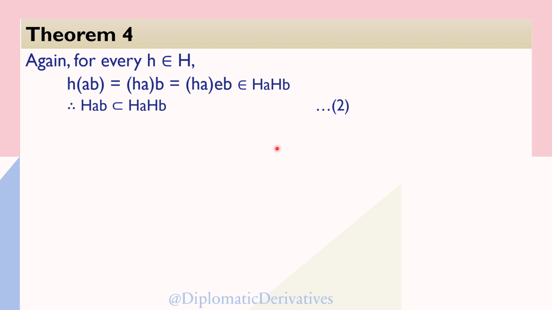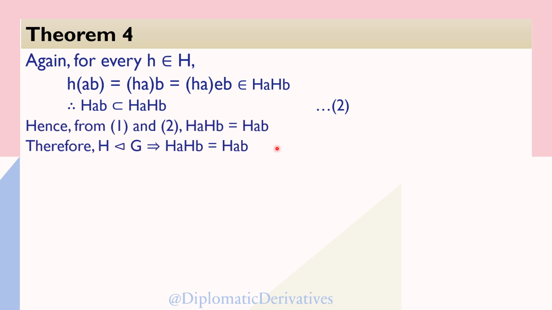This is what we get from here. We write it as statement number 2. Now in statement 1 and statement 2, what is common? That HaHb is equal to Hab. This is what we get, because since Hab is inside HaHb and HaHb is also inside Hab, therefore they are equal. So since they are equal, what do we get here? That the product of two right cosets is equal to another right coset. This is what we have to prove. So we take H as a normal subgroup, and we prove that the product of two right cosets is also a right coset.